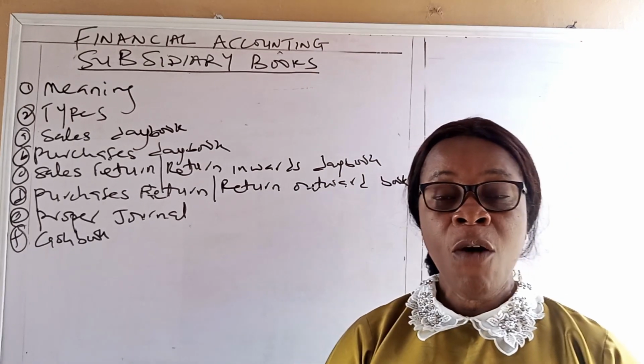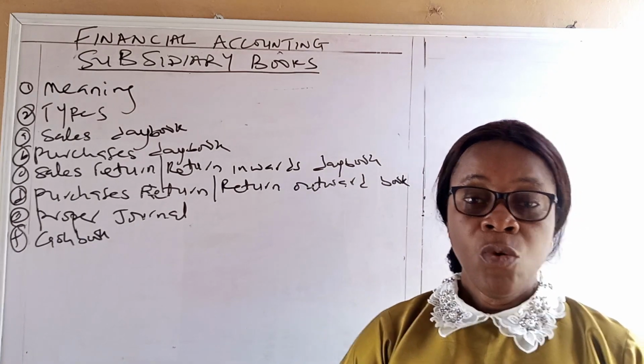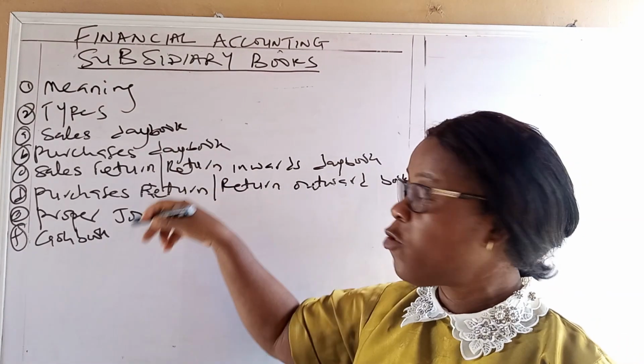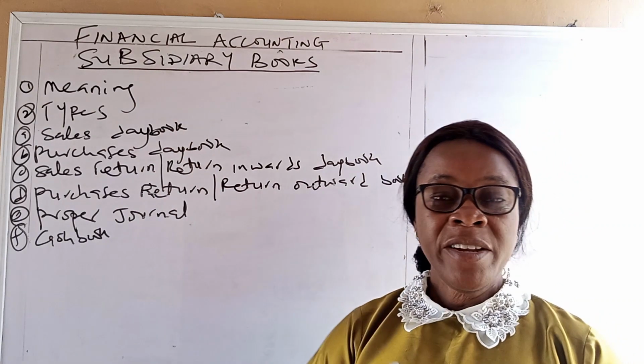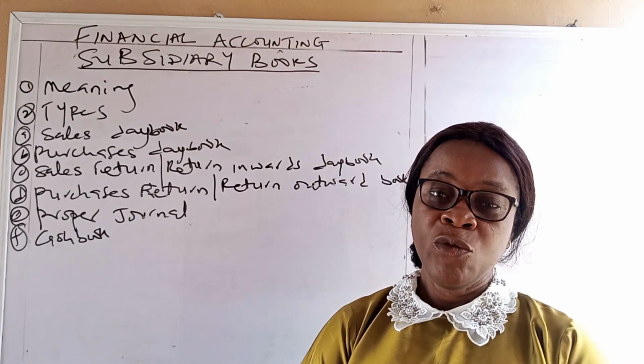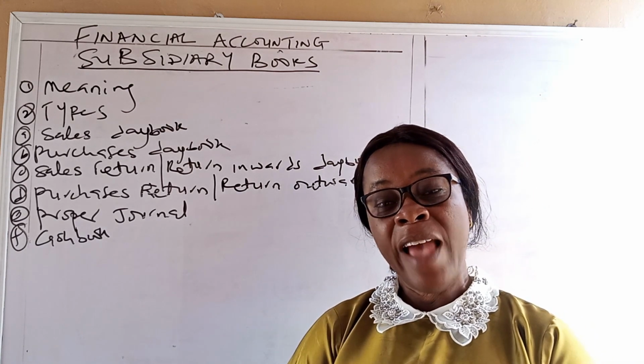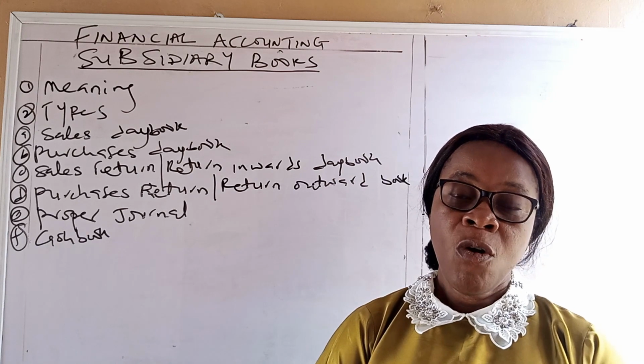And it is worthy of note that in the case of cash book, unlike other books of accounts, the double entry principle is applied. So that is why it performs the function of a ledger, which happens to be a principal book of account.